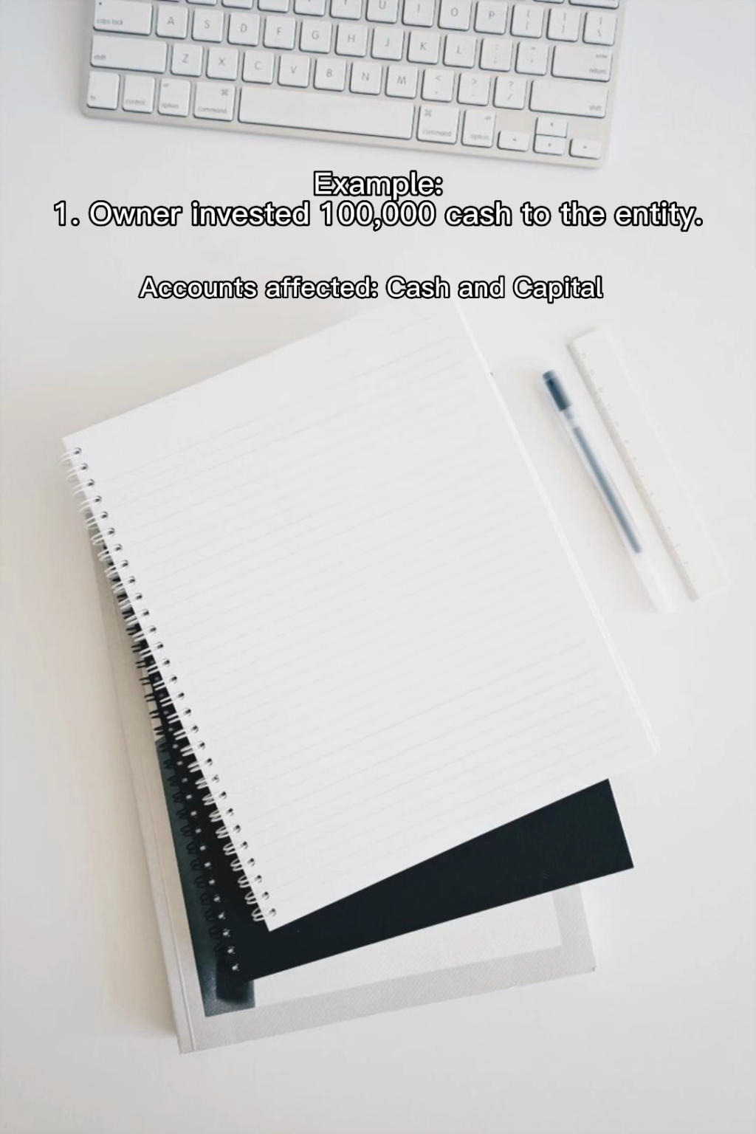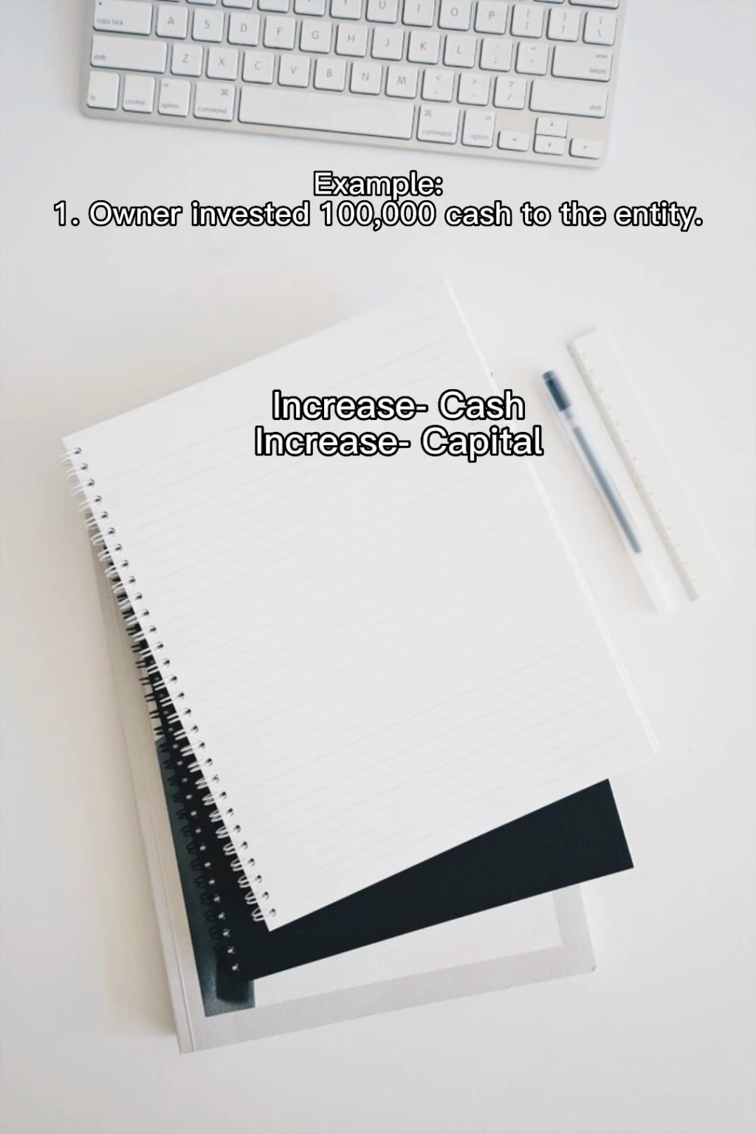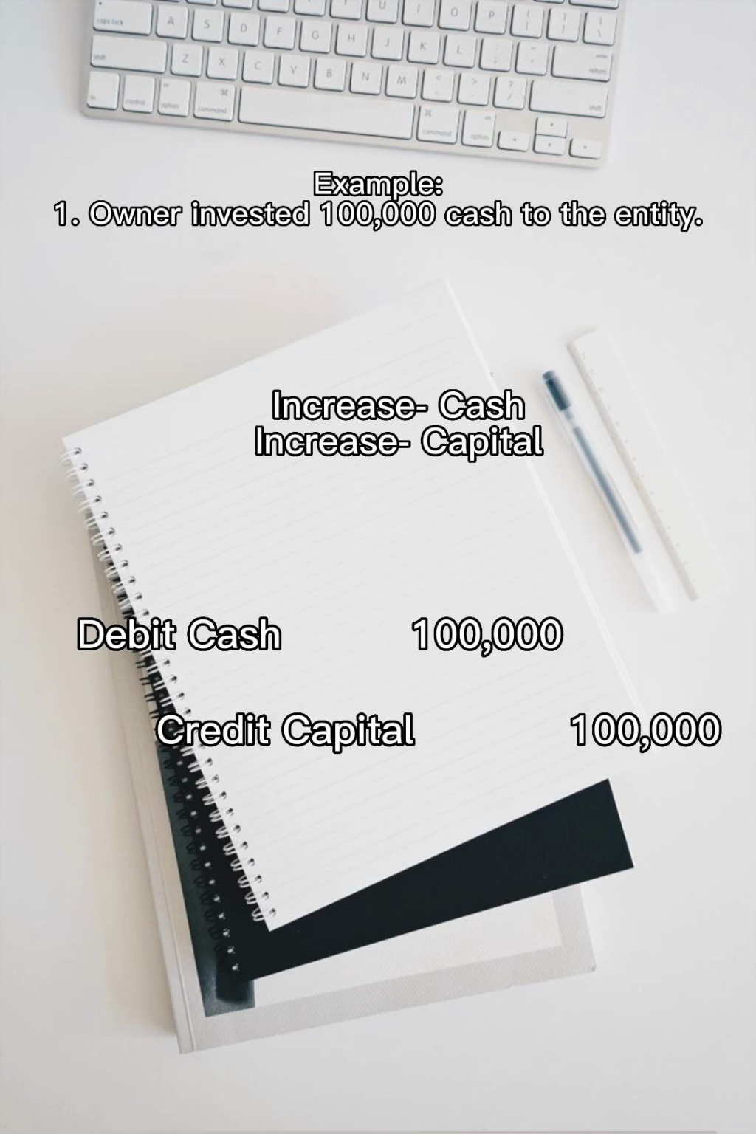So, what's the effect of the transaction above to cash and capital of the entity? Investment of the owner increases the cash and the capital. Cash is an asset and capital is equity. As a result, to record the increase in cash, you need to debit cash, and to record the increase in your capital, you need to credit your capital.